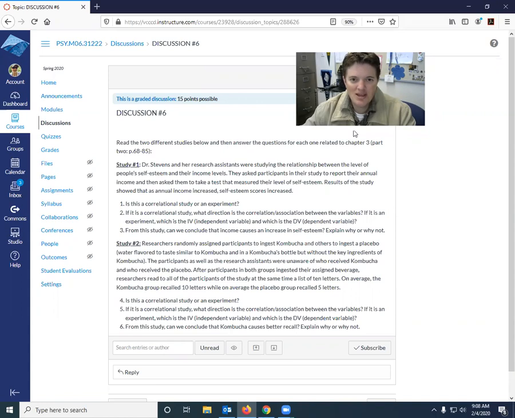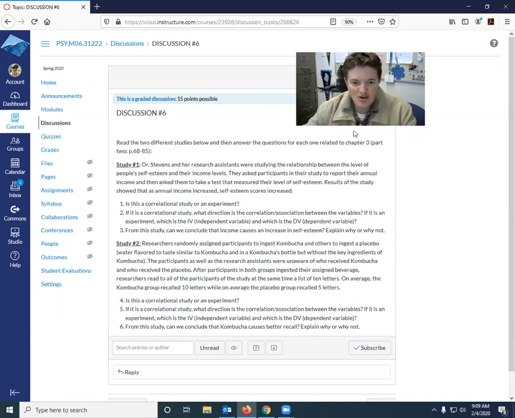Part of chapter 3 and in discussion number 5. So for discussion 6, you're going to read the two different little studies that are below, and then you're going to answer the same 3 questions for each one, which is all related to chapter 3, part 2, pages 68 to 85. So study number 1.